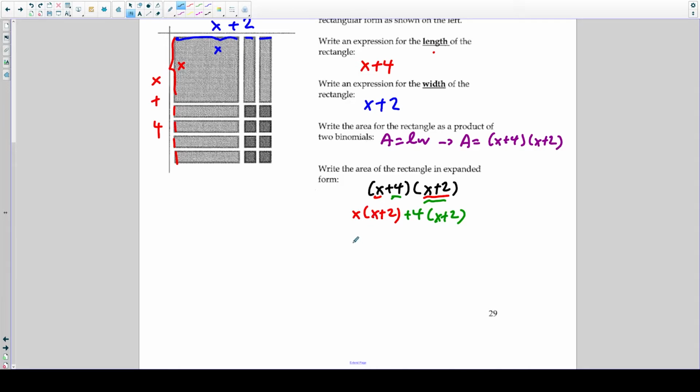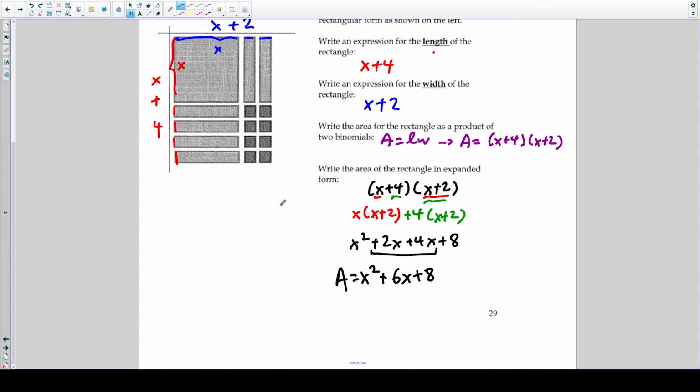So x times x gives us x squared. X times 2 gives me plus 2x. Positive 4 times x gives me plus 4x. And positive 4 times positive 2 gives me plus 8. We can go ahead and add these like terms together, which gives us x squared plus 6x plus 8. And we know that's going to be the area.